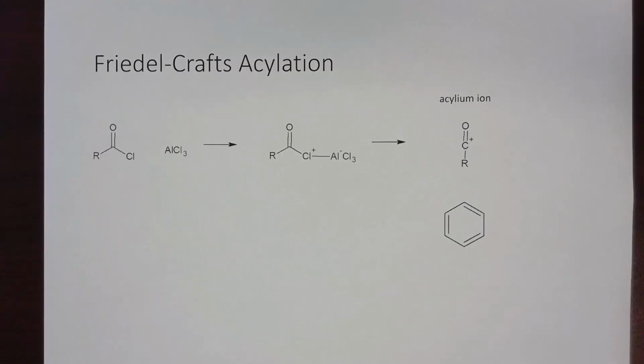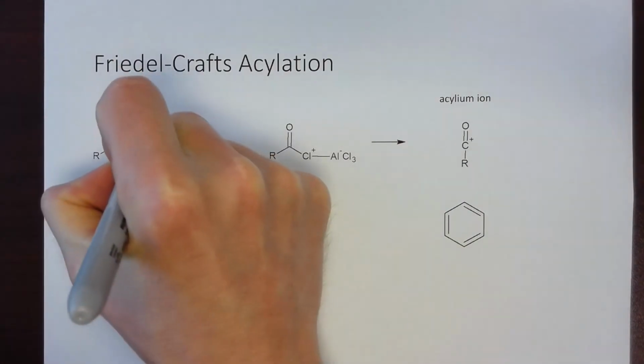There are 2 more electrophiles that we're going to learn about. Those both add carbon to a benzene ring. We have Friedel-Crafts acylation and then Friedel-Crafts alkylation. The acylation reaction starts with either an acyl chloride or an acid anhydride. We're going to show this with an acyl chloride.